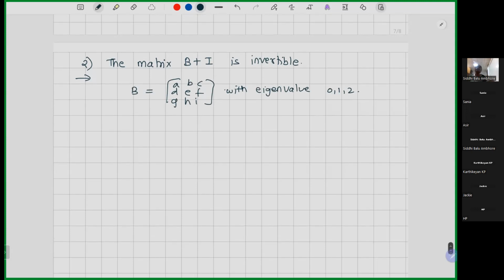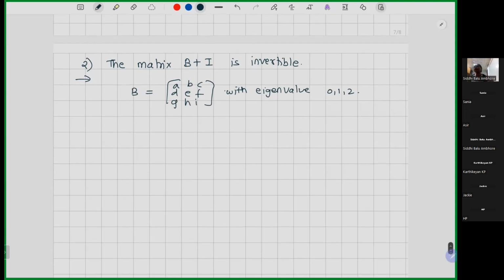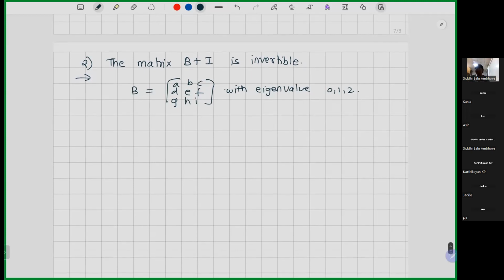The given statement is for any given matrix B with eigenvalues 0, 1, 2. Can you say that this is in diagonalizable form when I add I to this? We can't, right? Just by adding I, we won't get it to be in diagonal form or upper or lower. Okay, so let me go ahead with the proof and we will see how it could be done.